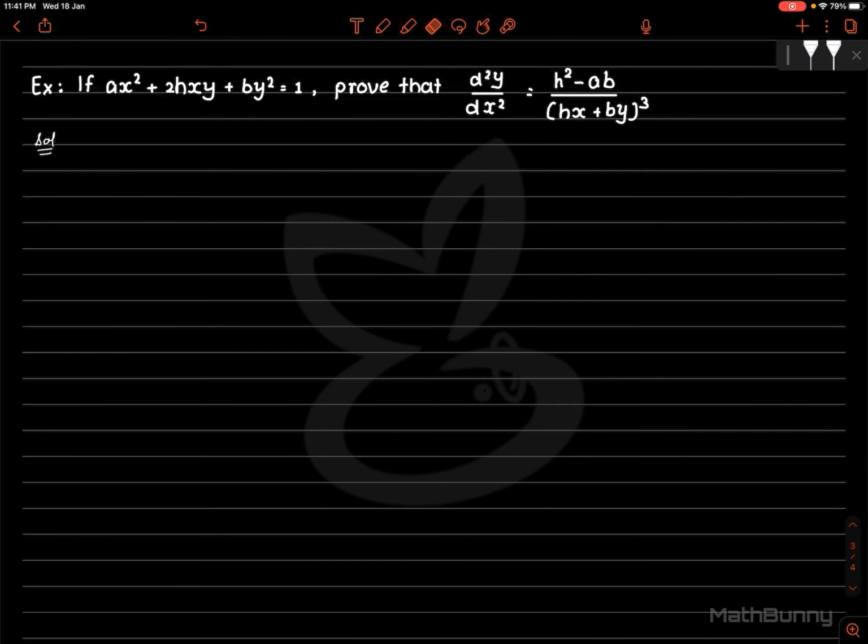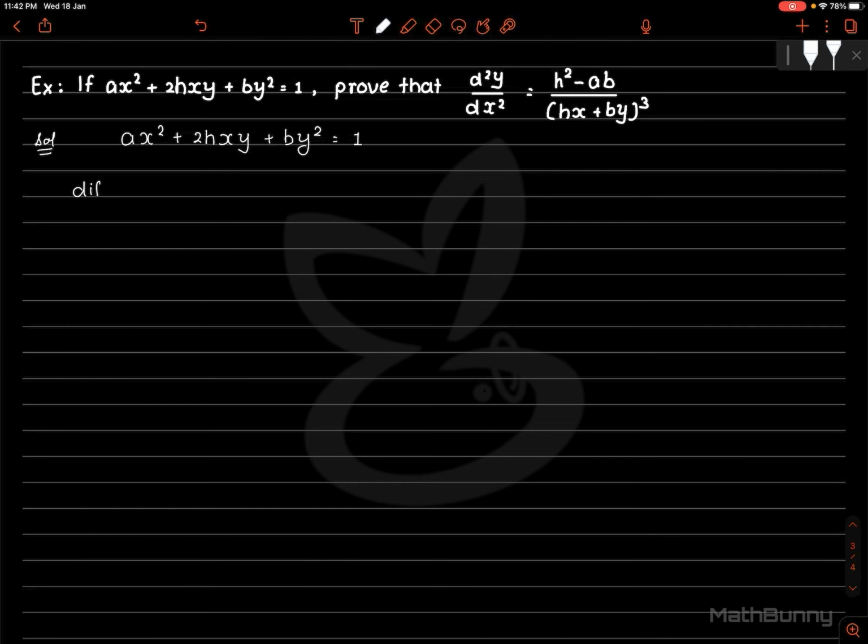Let us see the last type of example for this particular method. An equation is given and we have to prove this. We know that we are supposed to find d square y upon dx square. So first let's write the equation which is given: ax square plus 2hxy plus by square is equal to 1, a constant.